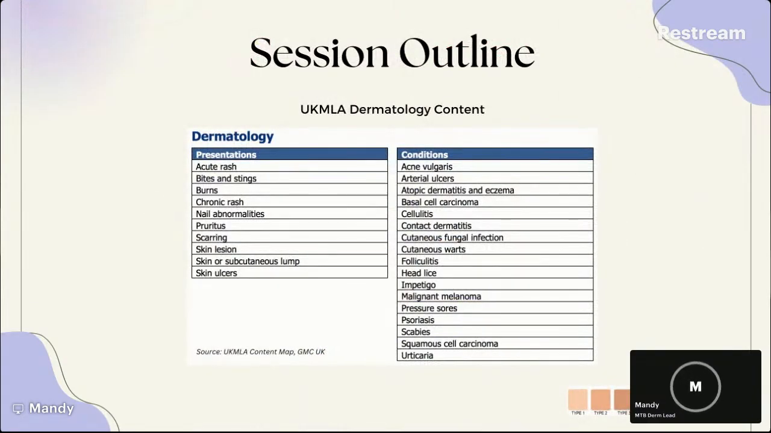So essentially, in this second session, we'll be covering some of the presentations and conditions outlined in the UKMLA Dermatology content map. There are quite a few different presentations and conditions, but we'll be focusing on the ones that commonly come up in exams in a high-yield MCQ format, and on how we distinguish between those conditions or presentations and when we would actually worry, which will hopefully be helpful in clinical practice. I'll get started on the questions, but like I said before, please do ask in the chat and I'll do my best to answer those.